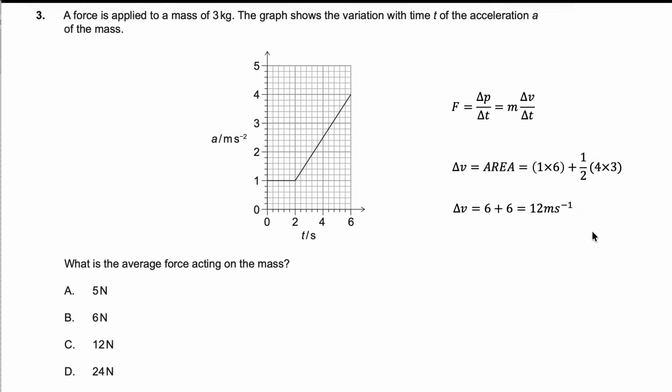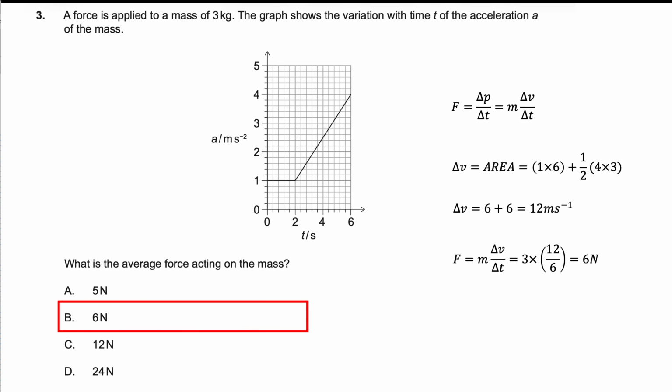12 meters per second. Now, to do this next bit, we remember that delta v over delta t is going to be our change in speed, 12, over 6, that's the time, times 3, which is the mass, which gives you 6 newtons, which is why the answer here is 6.